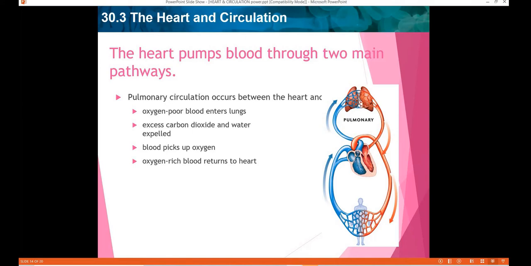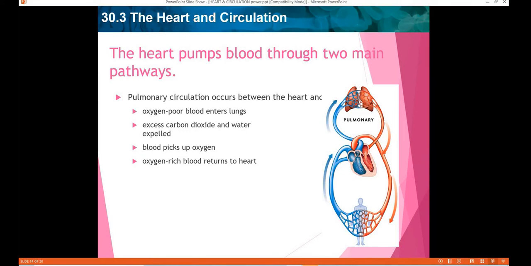So this part of circulation which takes place between the heart and the lungs is known as pulmonary circulation. What happens in this? The oxygen-poor blood is carried to the lungs, where the blood picks up oxygen and expels the carbon dioxide and water. And the oxygen-rich blood is then carried back to the heart. All this comes under the first pathway, which is the pulmonary circulation.